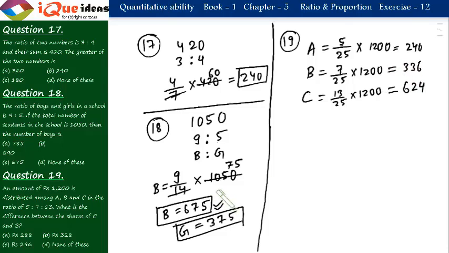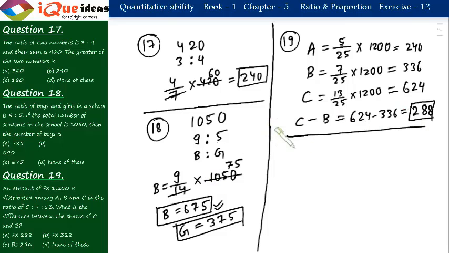All right. And then you can calculate the difference of C and B. So C is larger, so C minus B would be equal to 624 minus 336, which is equal to, you can subtract 24 minus 36, so it is 288. 5 minus 3, that is 2. So it is 288 should be the answer. Now there is another way of doing the same question. Here we are given A, B, C.